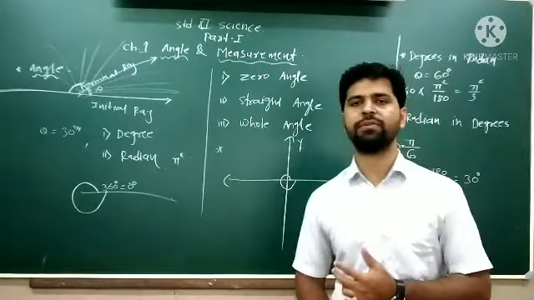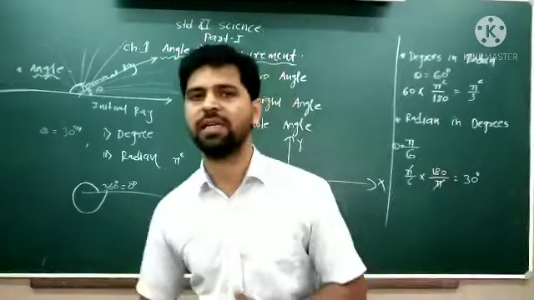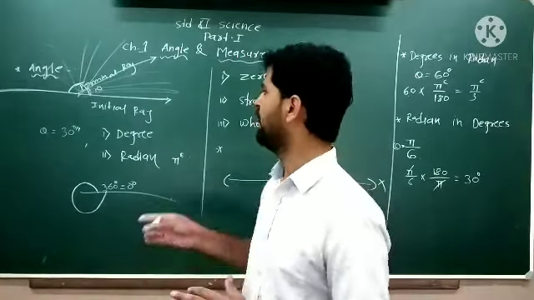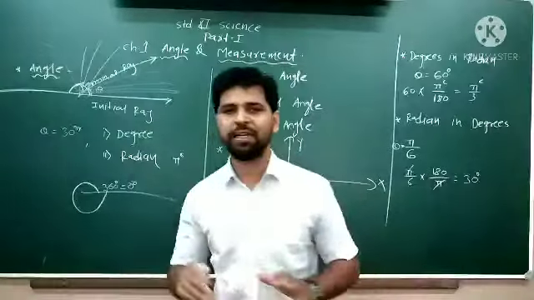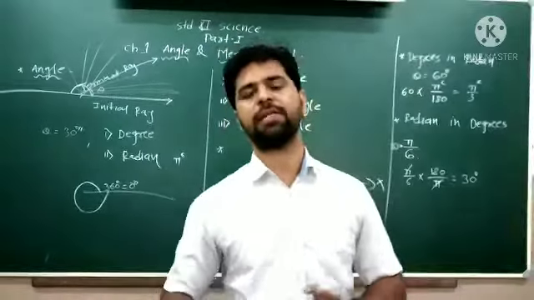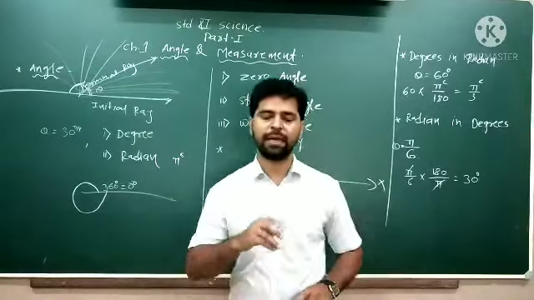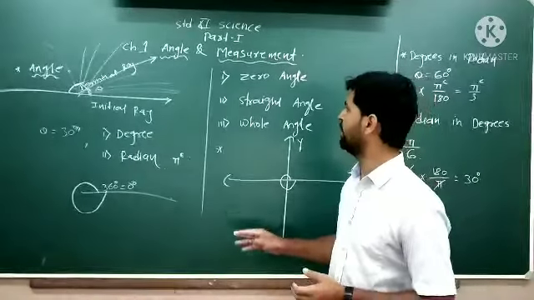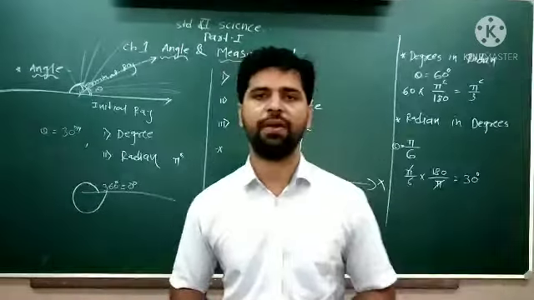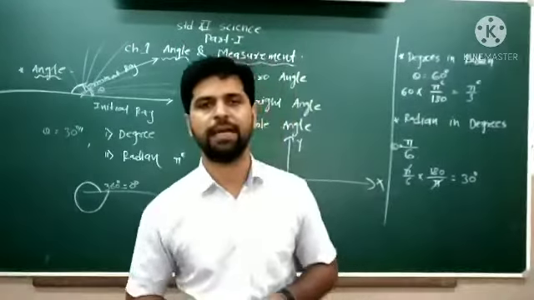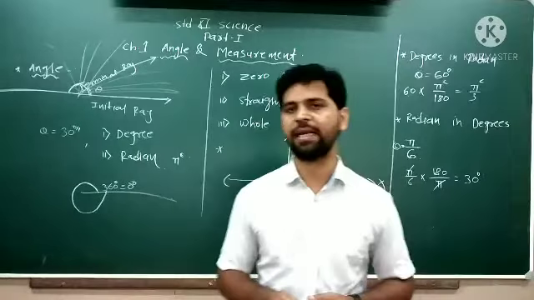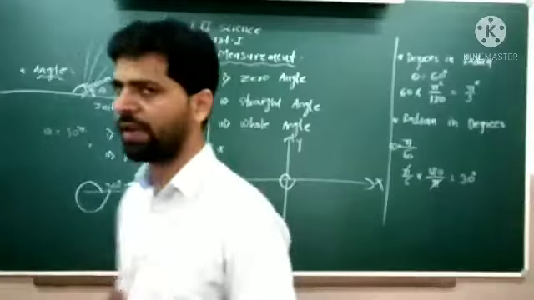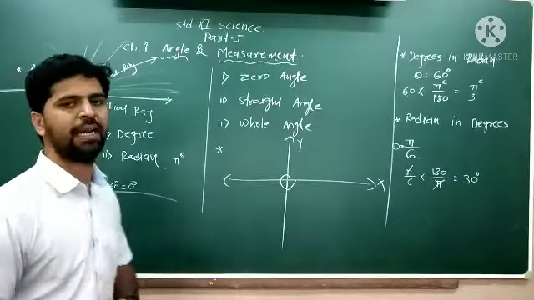So what have we covered in this chapter? First we started with angle. What is the definition of angle that we have seen? Then we have seen that one angle can be written in two different versions. One is in degrees and another is in radian. Then third we have seen the different types of angle that we have to study. First the basic angles, that is acute angle, obtuse angle and right angle, that you already studied in your previous school standard. Then next three types of angle we have seen: zero angle, straight angle and whole angle.